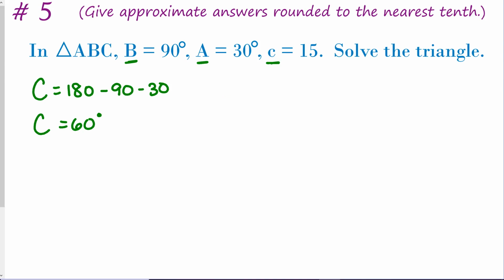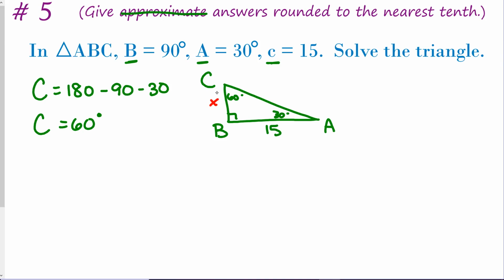But because this one happens to be a right triangle, and it happens to be a 30, 60, 90 right triangle, we don't have to use the law of sines, and we don't have to approximate. We know the ratio of the sides of a 30, 60, 90 triangle. The 90-degree angle was B, the 30-degree angle was A, and the 60-degree angle is C. Side C would be across from the 60. We know that the short leg, I'll call it X, when multiplied by square root 3 gives us the long leg 15. X times square root 3 equals 15.